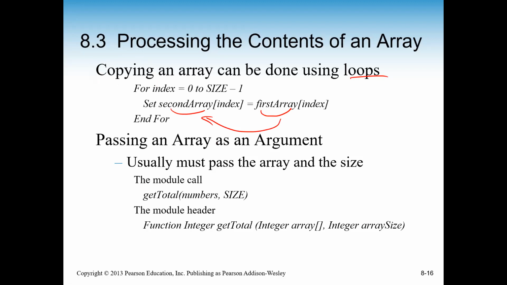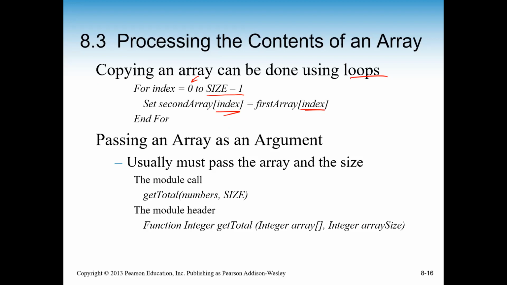We still have an index, which starts at 0, and we go from index 0 to size minus 1. Then we take the contents of first array into second array. Notice that the index will always be the same. We're making an exact copy there. We're basically aligning these arrays.